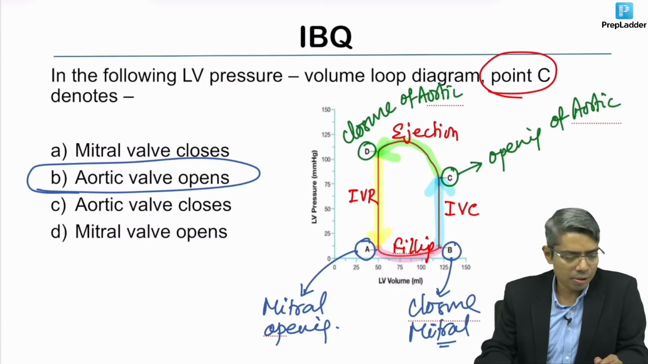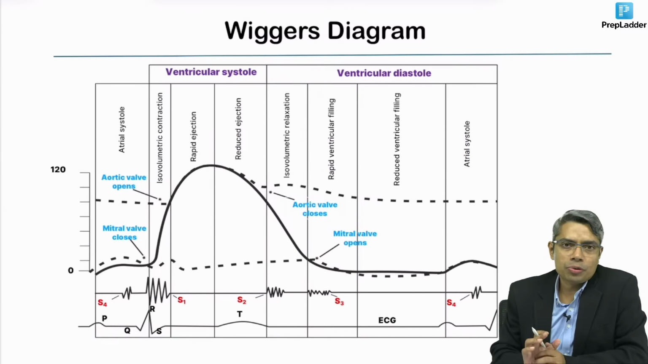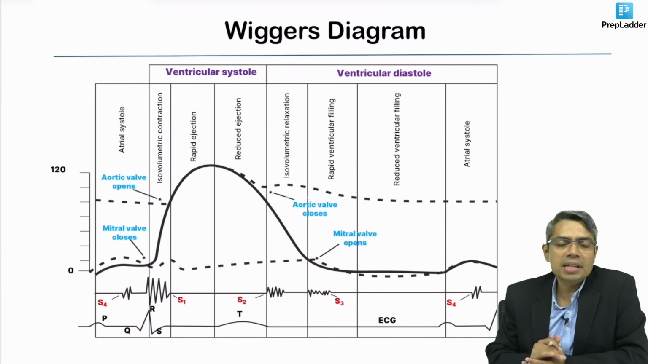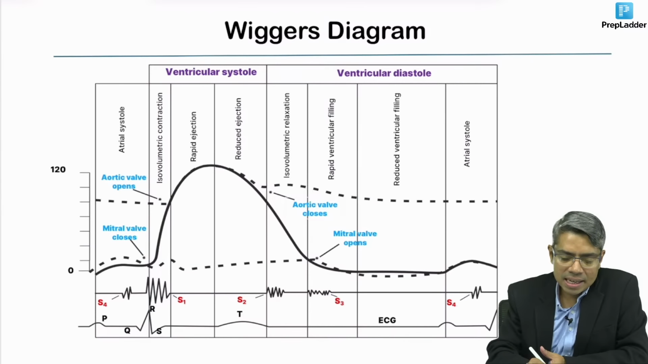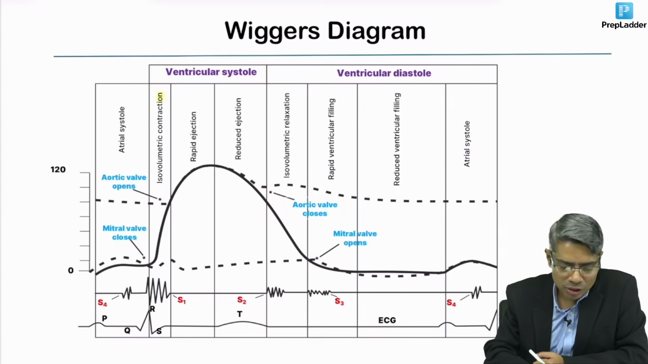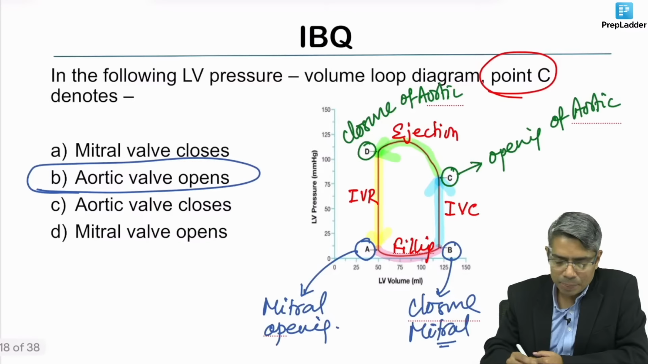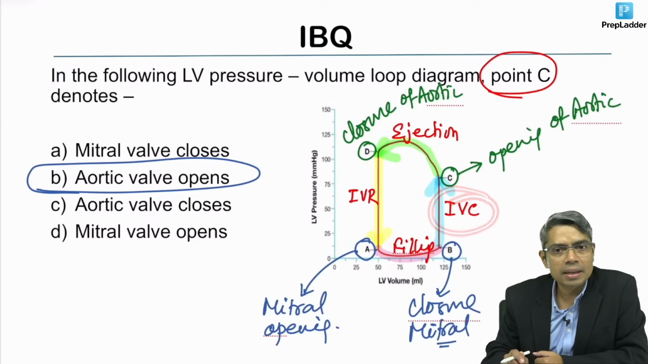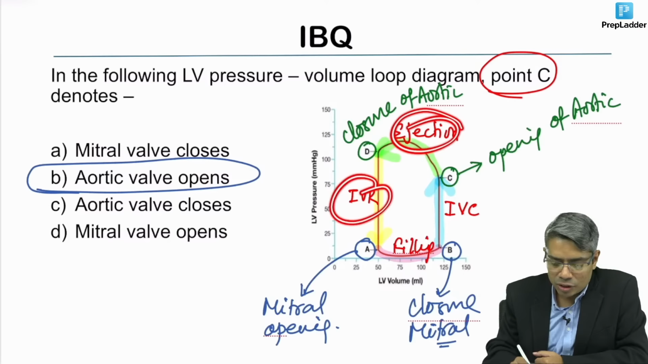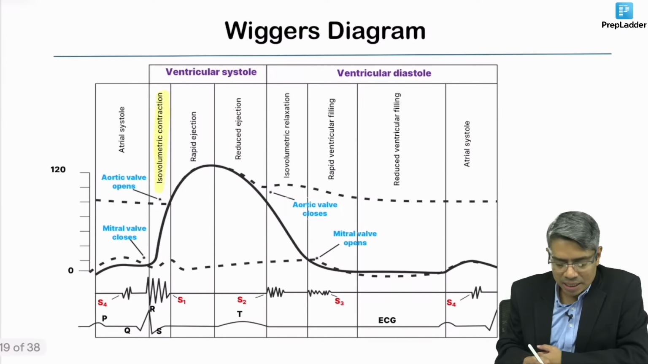Okay. Now, I told you already that I am going to show you the Wiggers diagram. In this Wiggers diagram, there are 2-3 things you have to remember. The different phases of the cardiac cycle have been shown in this diagram. See here, the isovolumic contraction. This is the same pressure volume loop, where you find the isovolumic contraction. Then ejection, then isovolumic relaxation, then the filling phase.